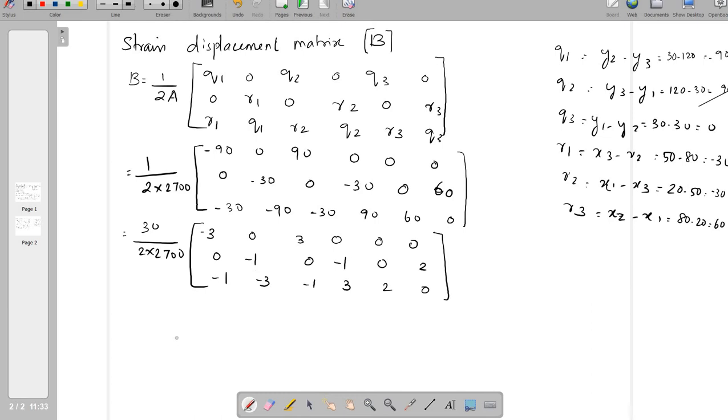Next, we move on to the D matrix, because the formula for the stiffness matrix is B transpose D B into area into thickness.